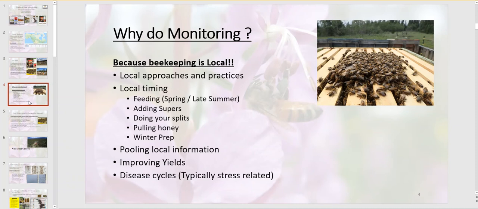So why do monitoring? One, beekeeping is local. If you don't have much information on your area, then collecting data is really important. It helps you with determining the local approach and practices, timing, pooling information and sharing with other beekeepers, improving your yields, and understanding the bee cycles and the typical stress-related ones.